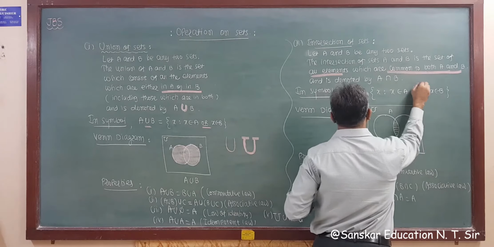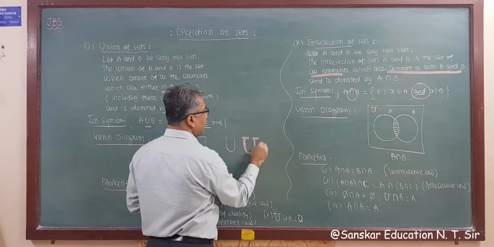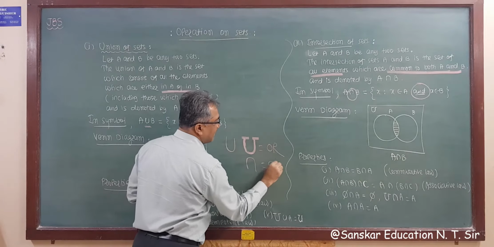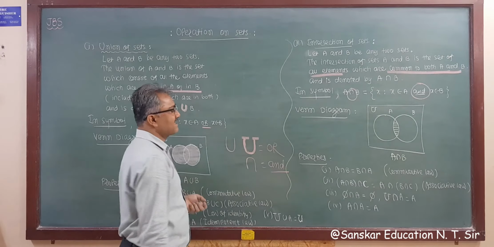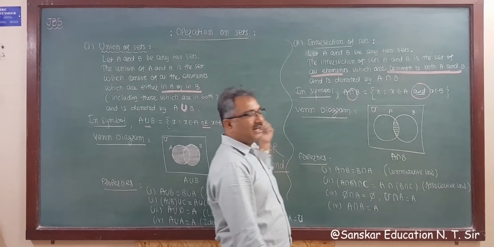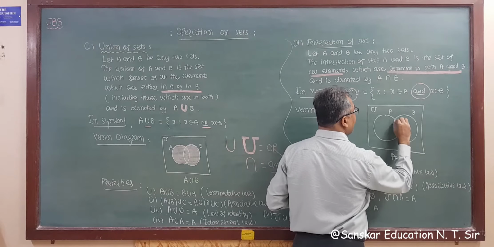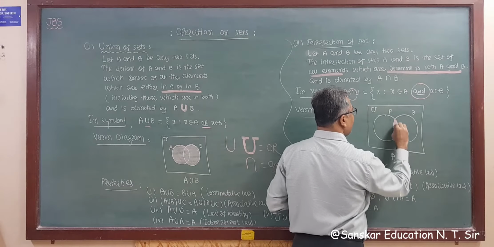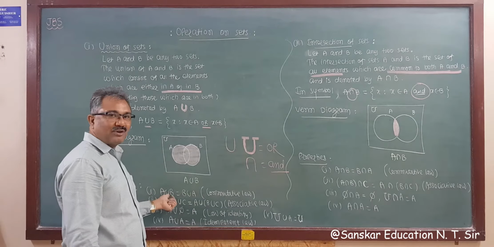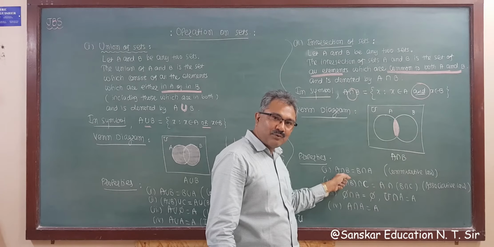So intersection means "and", right? Remember this: union means "or" and intersection means "and", right? So the Venn diagram of this, both A and B, is your Venn diagram for A intersection B. Now the properties are the same as these; only instead of union you have to put intersection.